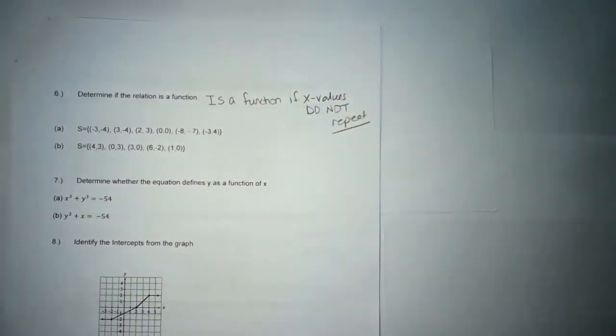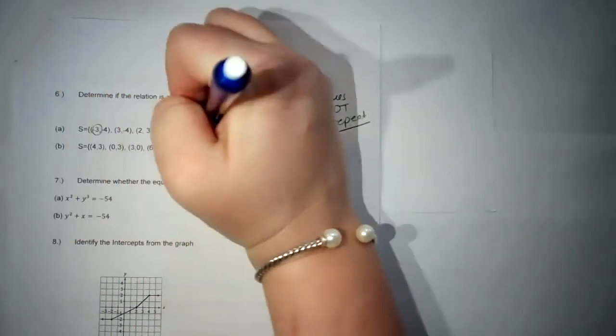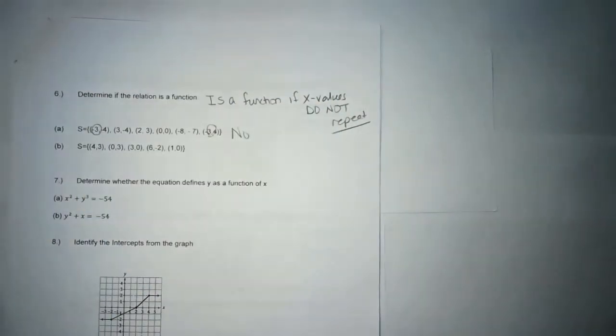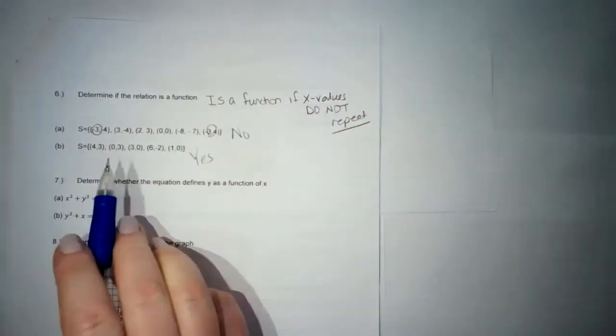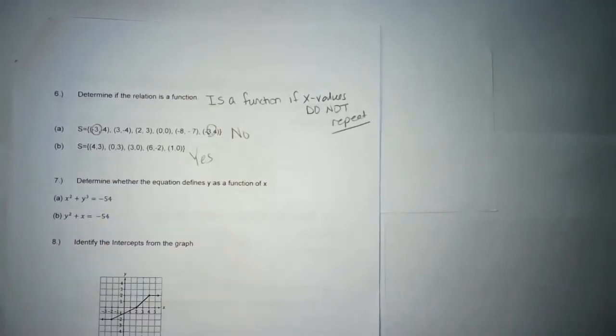That's the key. So we're not worried about y. We're just worried about x. As you're looking through here, let's talk about a first. Is it a function? Nope. Why isn't it a function? Yeah, -3 is repeating. Again, you don't have to tell me that. You just have to write yes or no, but that's why. What about B? Now, does it matter that the 3 in the y position is repeating or the 0 in the y position? No, because we don't care about the y's. Perfect.